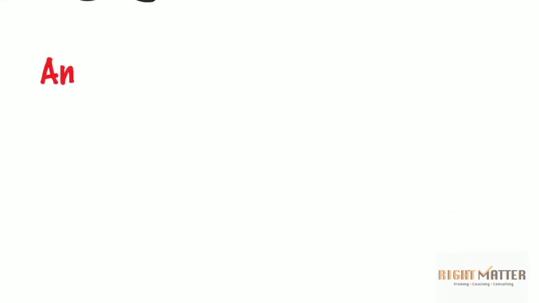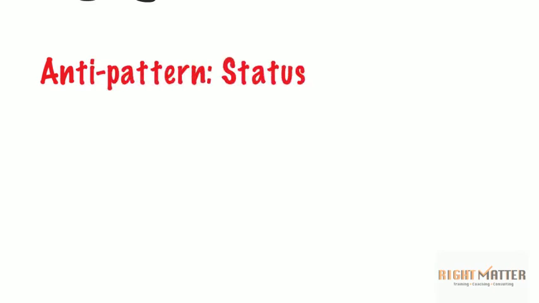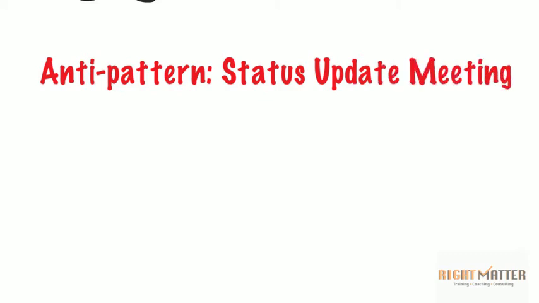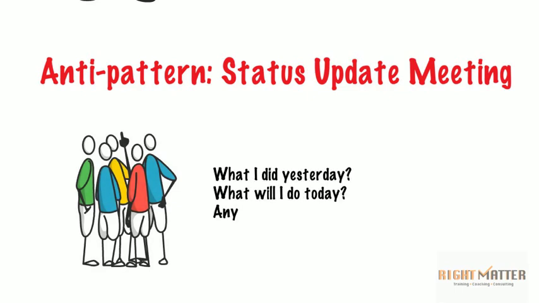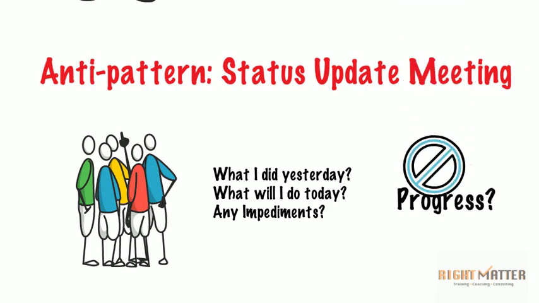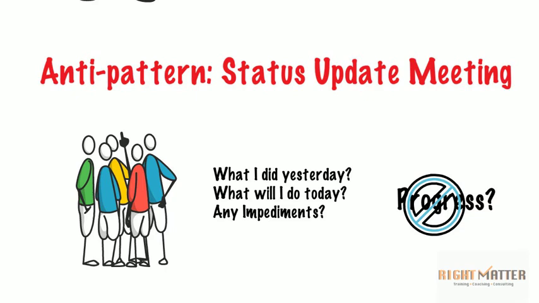The most common anti-pattern that I have observed is the event being used as a status update meeting. Developers often answer three questions: what I did yesterday, what I will do today, and are there any impediments, without much focus on the progress. This does not help in moving forward and reaching the sprint goal.